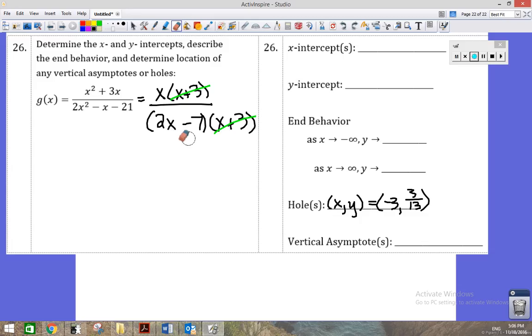What didn't cancel in the denominator is 2x minus 7. So that's going to create a vertical asymptote. If you set that equal to 0, you'd have to add 7 and divide by 2 to solve it. So you have the line x equals 7/2.